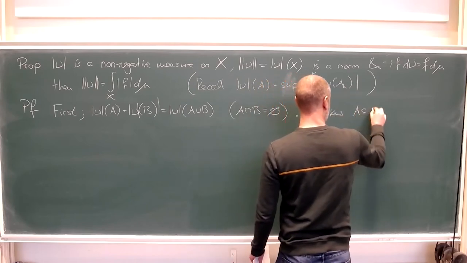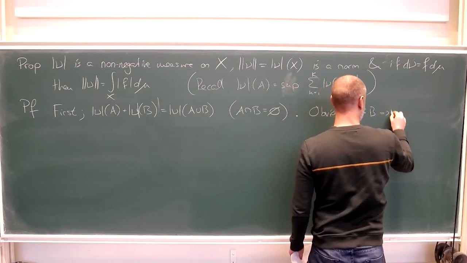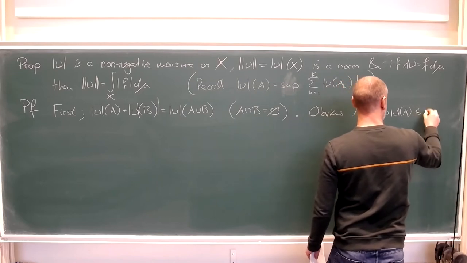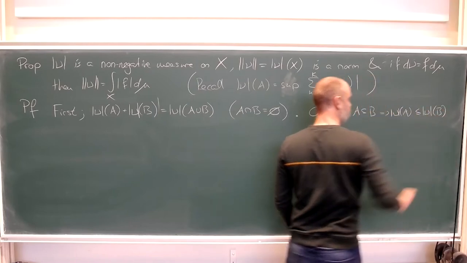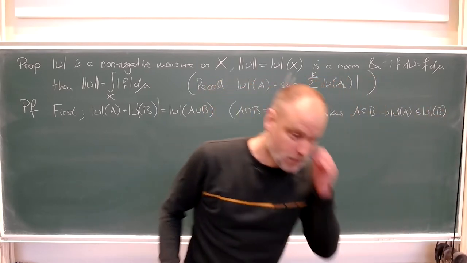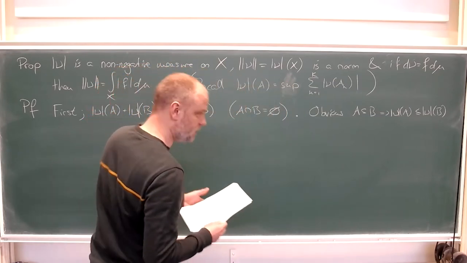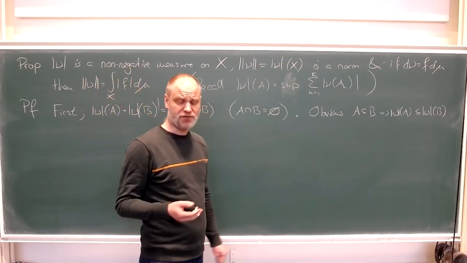So let's prove this. And let's note that it's obvious that if A is a subset of B, by just looking at this definition, then the modulus of U of A is less than or equal to this. So that we have, I think, it's just written here. I guess we need it at some point. Yeah, so this is not difficult at all, actually.